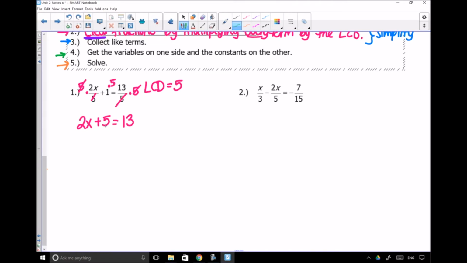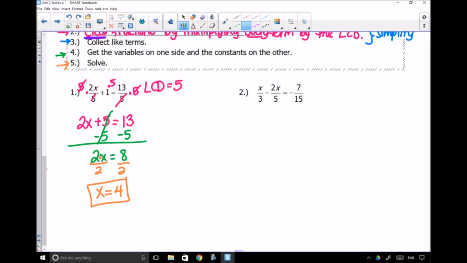So how do I get rid of a plus 5? I'm going to subtract 5. Whatever I do to one side, I'm going to do to the other. So 5 minus 5 is nothing. It cancels out, so I end up getting 2x equals 8. And then my last step is to just solve my equation like I normally would. Since this is multiplication, the opposite of multiplication is division. So I divide both sides by 2, and I get x equals 4. And I'm all set for that question.